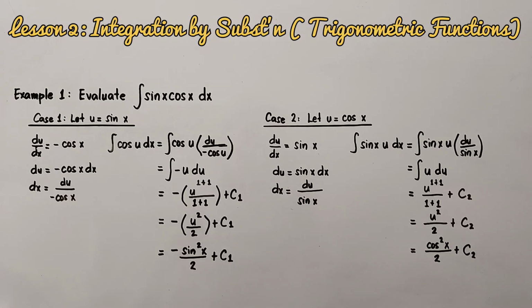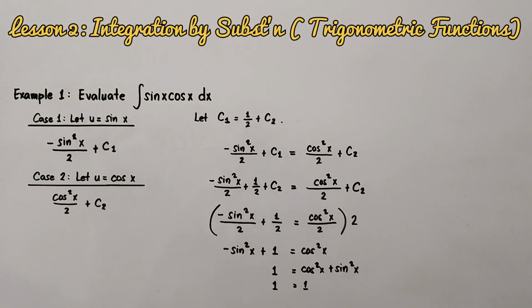Even if we have two answers, we can still reconcile them by letting some variable. For us to reconcile these two answers, we will let c sub 1 equal 1/2 plus c sub 2. We will now equate them to show that they are equal. We have negative sine squared x over 2 plus c sub 1 equals cos squared x over 2 plus c sub 2. Substitute c sub 1 by 1/2 plus c sub 2.